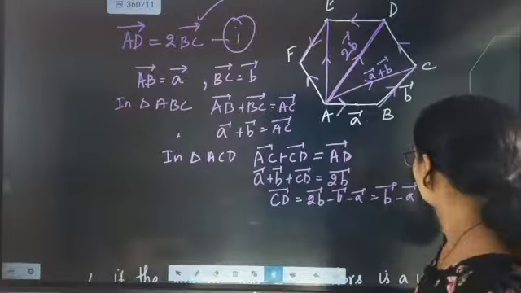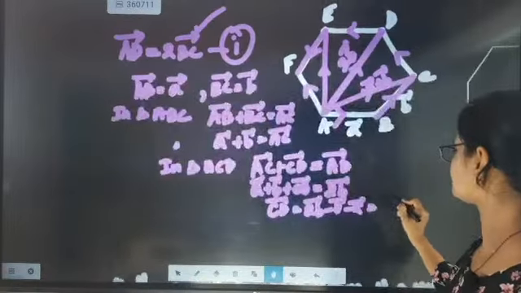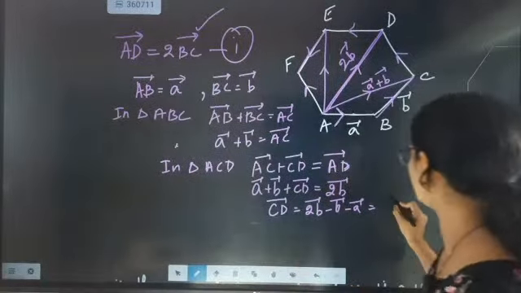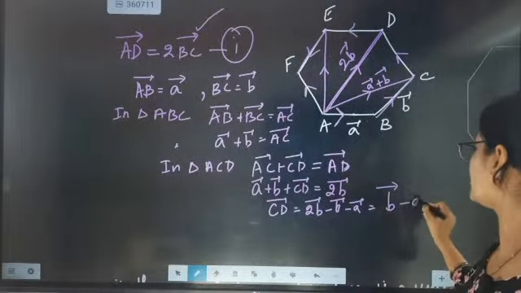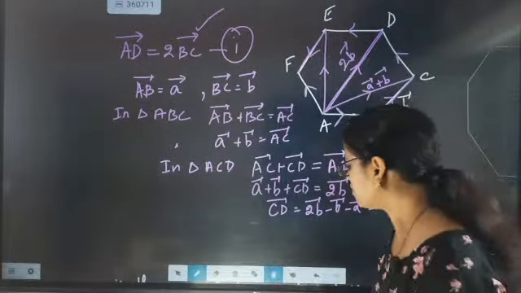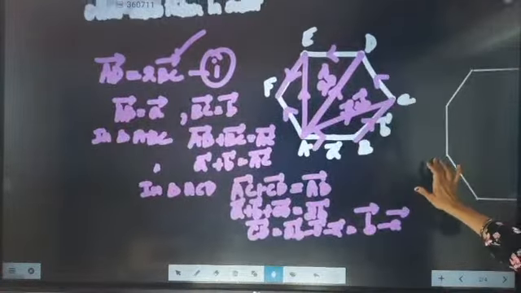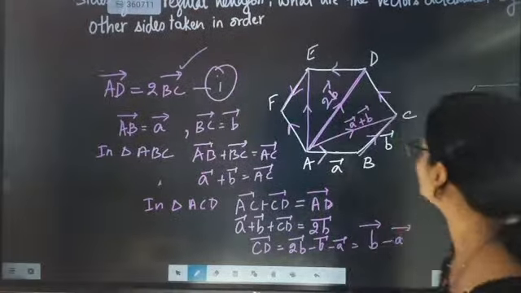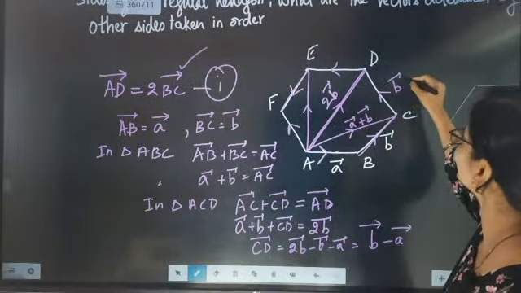Successfully we got B vector minus A vector for this one. Okay, successfully we got B vector minus A vector here.